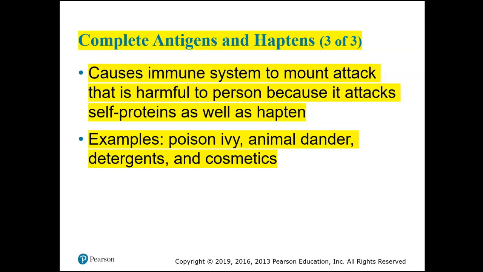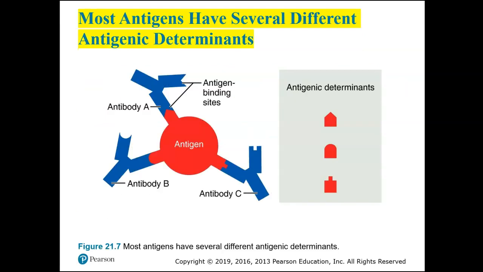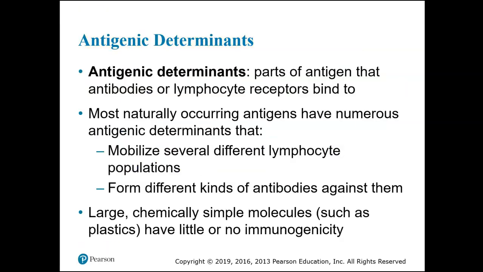So sometimes a hapten, which is just an incomplete antigen, can cause the immune system to mount an attack that's harmful to the person because it attacks self-proteins as well as the hapten. Examples are poison ivy, animal dander, detergents, and cosmetics that cause allergic reactions.